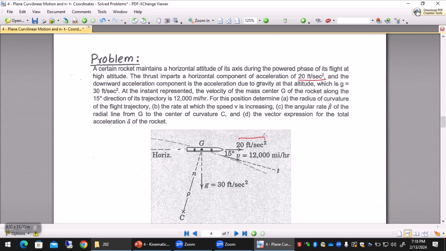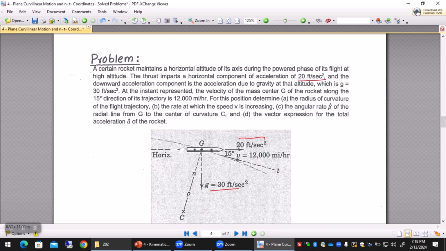This one. And a downward acceleration, the acceleration due to gravity at the altitude, which is 30 feet per second squared. So there are two accelerations being applied to your particle. The second acceleration it is experiencing is a downward acceleration of 30 feet per second squared, right?